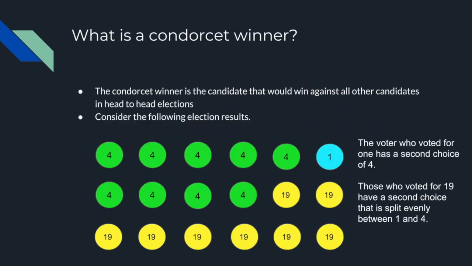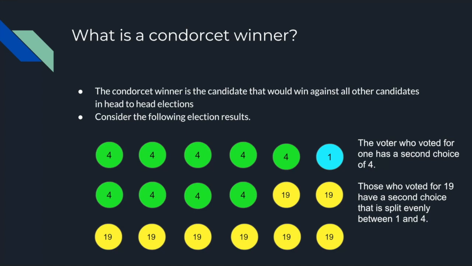Pat Dragon's math class now wants to look at different voting systems. Before we start that, let's first discuss what a Condorcet winner is. A Condorcet winner is the candidate that would win against all other candidates running in a head-to-head election. We are now going to look at an example of a Condorcet winner.